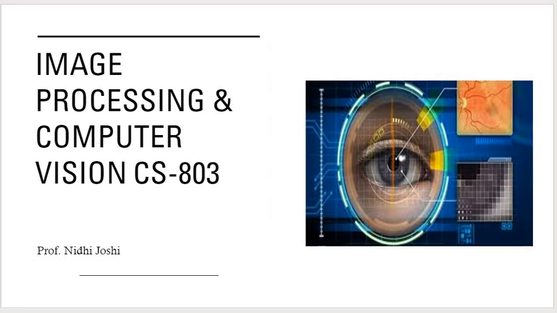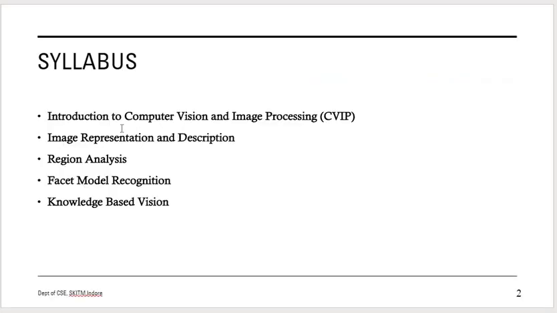So basically, my agenda for today's session is to discuss majorly the first unit. This subject, Image Processing and Computer Vision, has a total of 5 units. The first is introduction to computer vision and image processing. The second unit is related to image representation and description. The third unit is related to region analysis. The fourth unit is related to the facet model recognition, and the fifth unit is related to knowledge based vision.